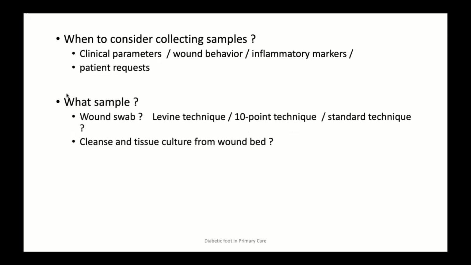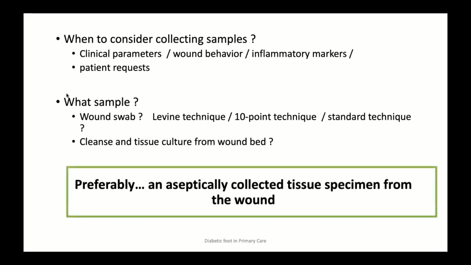So what we would consider the ideal sample would be a clean tissue sample from the wound bed, and that should be collected carefully, aseptically. So rather than blindly giving antibiotics for a long time, if you have a patient with a diabetic foot ulcer and you are suspecting infection, it's useful to be aware of how you might collect such a sample.